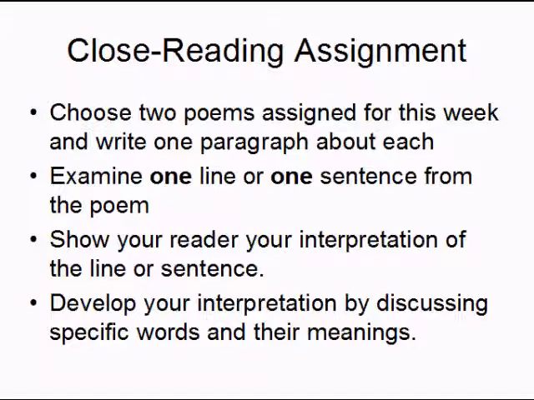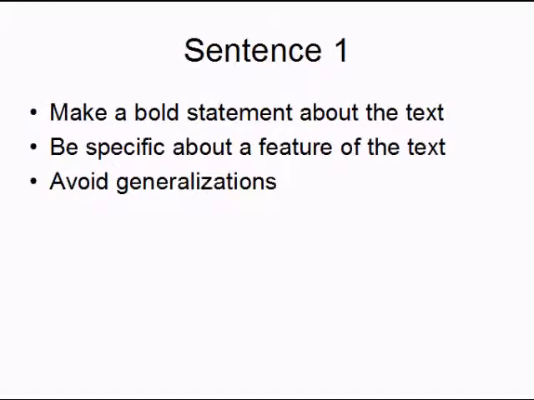Now, there are certainly many ways to perform a close reading, but in this first assignment, I'm going to lay out a structure that I'd like you to follow. In sentence 1, make a bold statement about the text. This should be specific to the text you're working on. So here's a test. If you can swap in a different text and the sentence still works, then it's not specific enough. Avoid big general statements like, since the beginning of time, man has always loved a good poem. You can say that about just about any poem.